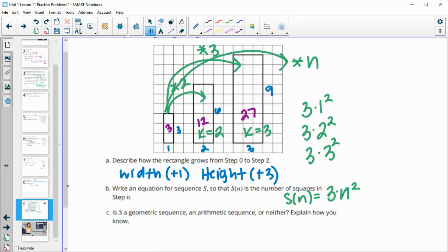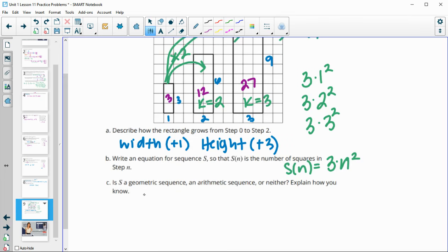And then is S geometric, arithmetic, or neither? And this is neither because it's multiplying by the term number squared, not by a specific number to the n. We're not multiplying by 2 to the n, or 3 times 3 times 3 times 3 times 4 times 4 times 4 times 5 times 5 times 5. Okay, we're multiplying by the term number squared. So this is going to be neither.